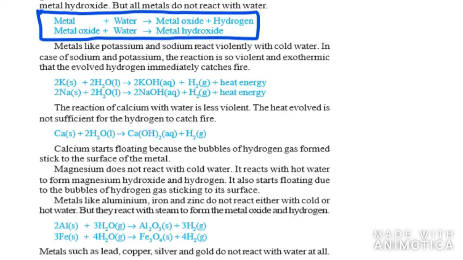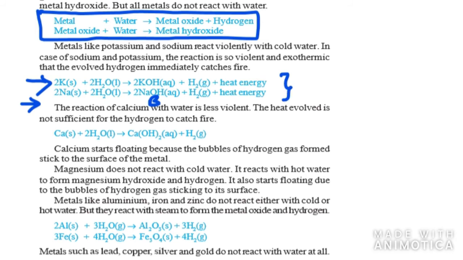In case of metals such as potassium and sodium, as you can see, they react violently with cold water and form a base. These two are bases. Then hydrogen gas is released and heat energy is released. So this type of reaction is known as an exothermic reaction that involves hydrogen gas and it can easily catch fire.